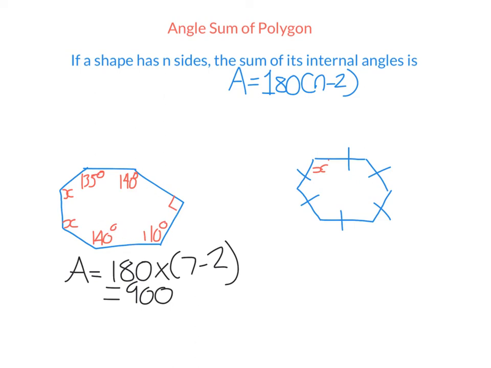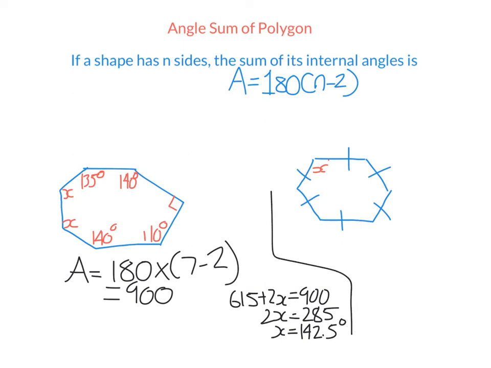So 615 plus x must equal 900. So I have 615 plus 2x equals 900. You know how to solve this. Just subtract 615 from both sides and then divide each side by 2. So x is 142.5 degrees. How easy is that?